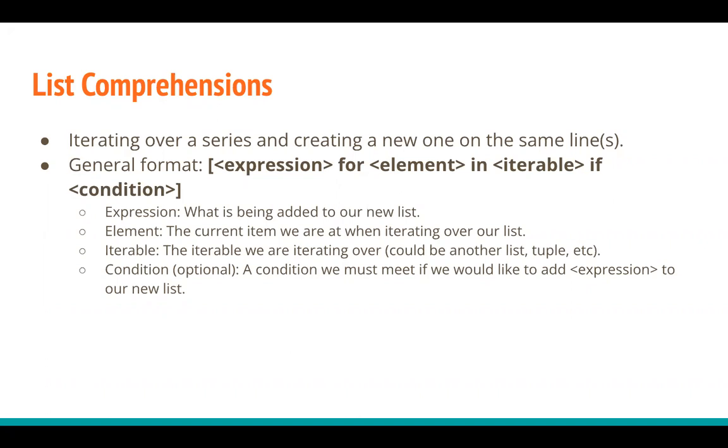And so that brings us to the next part. The iterable is what we're iterating over to construct our new list. So this is usually another list. A lot of times we'll do something like range and pass a number. That could be an iterable. And then optionally, you can have an if condition if you want to filter only certain elements to put in our new list.